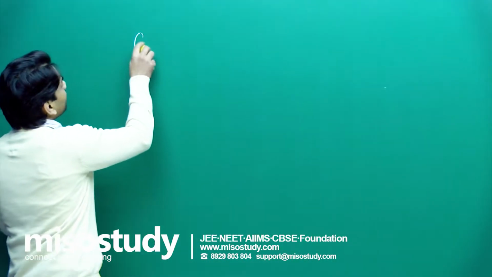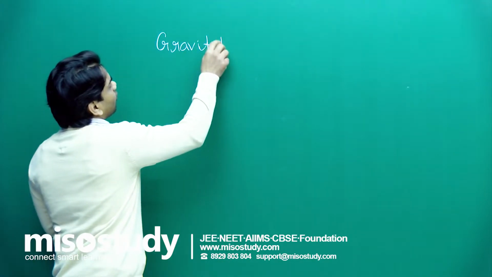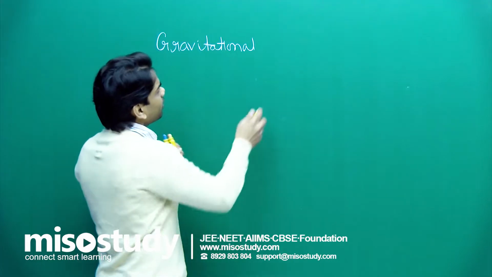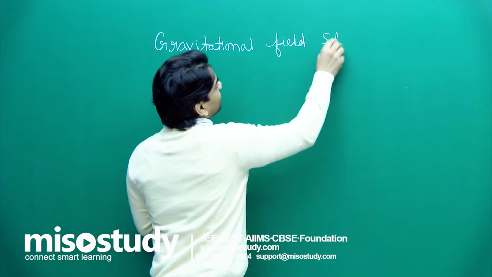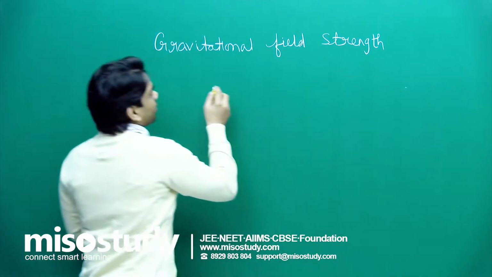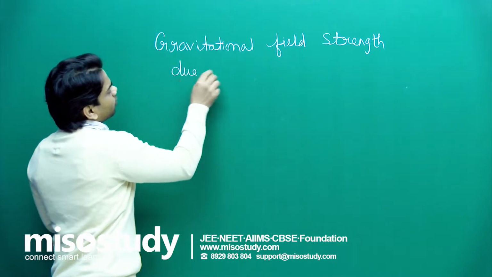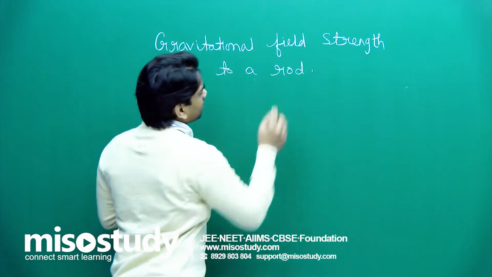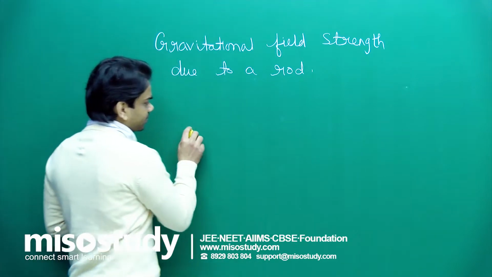So we're going to learn gravitational field strength due to a rod. It's a uniform rod. Whenever I take any object, it has to be uniform. Gravitational field strength means intensity also, so you can use the same term, gravitational field intensity, due to a rod. Now a rod is generally a thin rod and mass is uniformly distributed. How will it look?